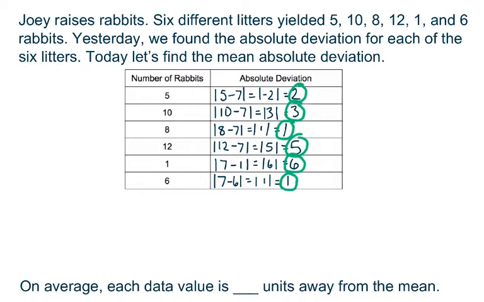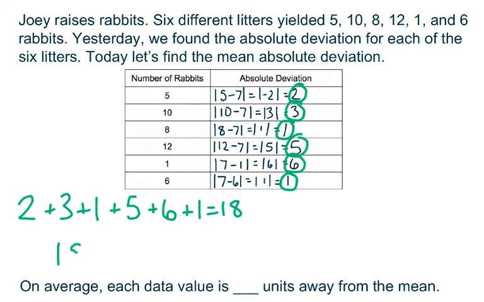If we want to find the mean absolute deviation, it's pretty simple. We're just going to find the mean of all of those numbers I just circled. So 2 plus 3 plus 1 plus 5 plus 6 plus 1. That all adds up to 18. Now, since there were 6 different litters, we can do 18 divided by 6, which is 3. On average, each data value was 3 units away from the mean.